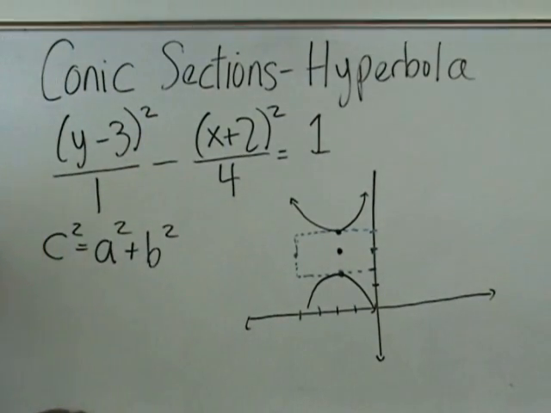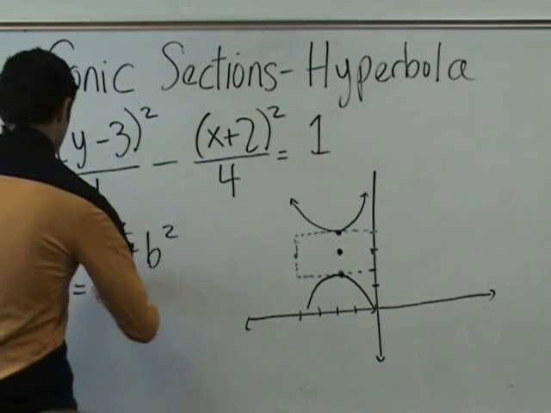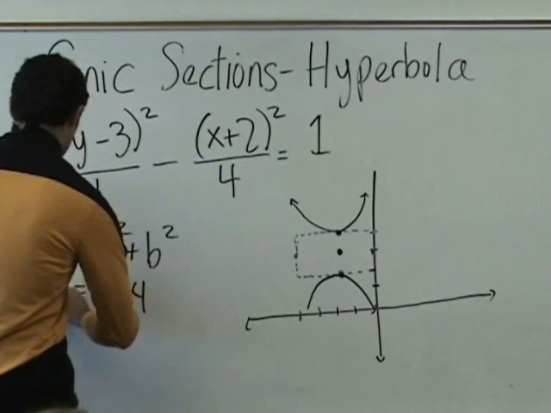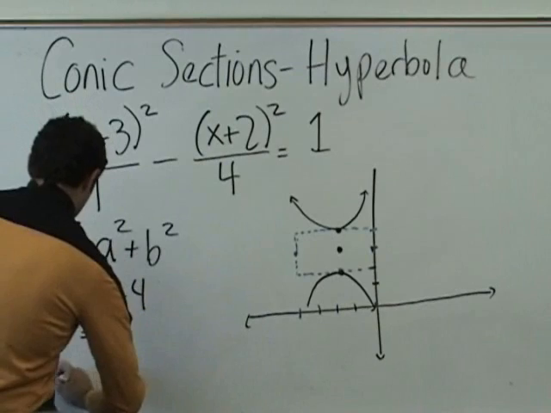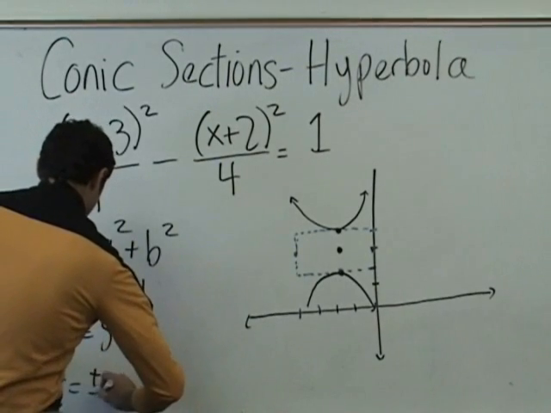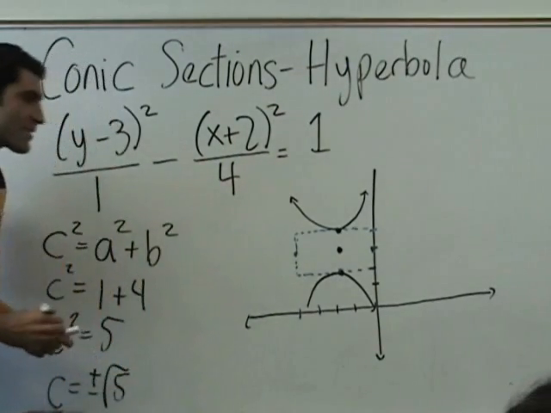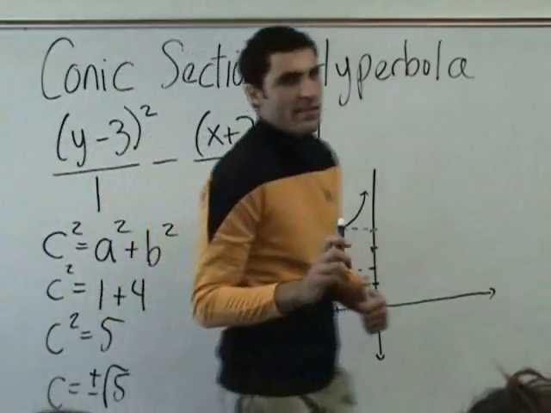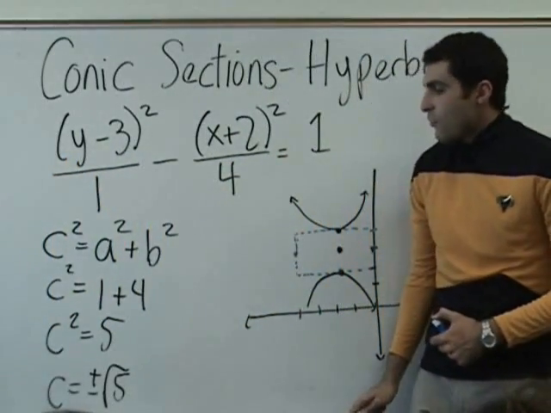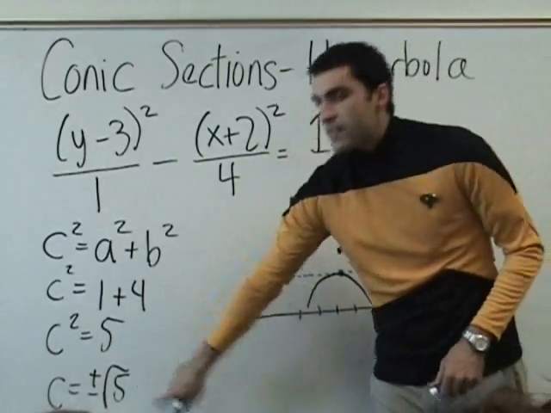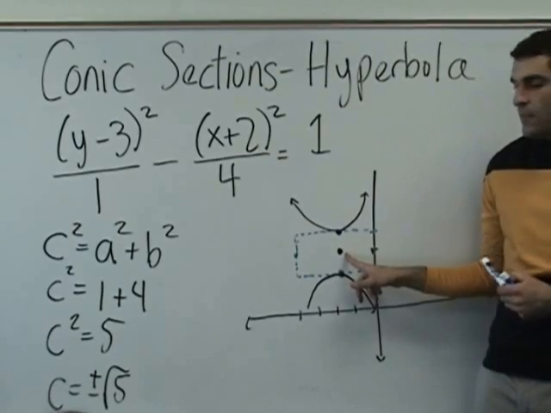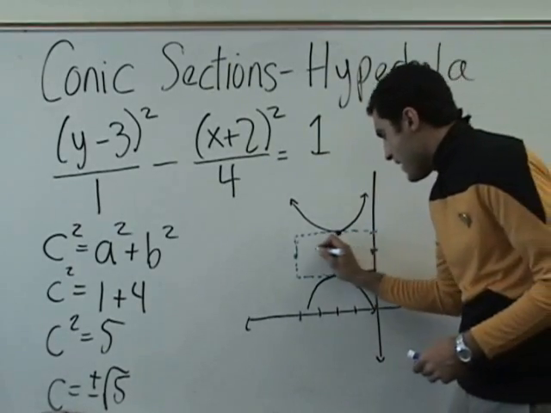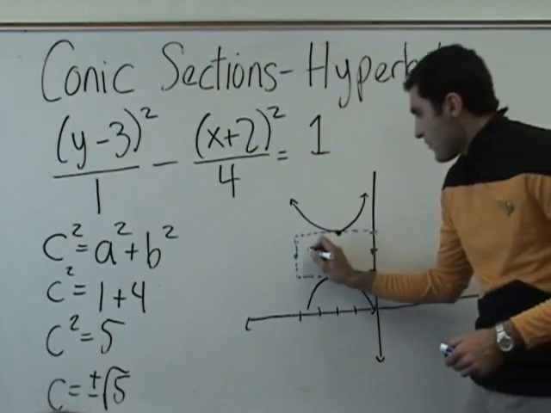A squared plus b squared. So it's 1 plus 4, 5. So c equals plus or minus the square root of 5. So, this is important, all right? We actually had this moment when we talked about the circle. We have to move plus or minus root 5 from our center point. I'm going to mark the center point as negative 2, 3.